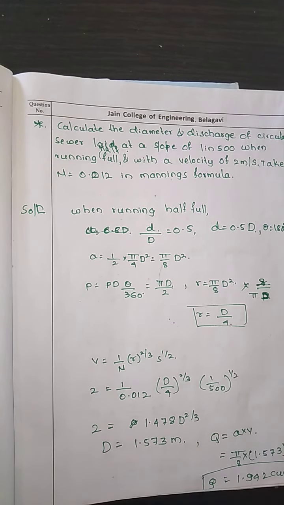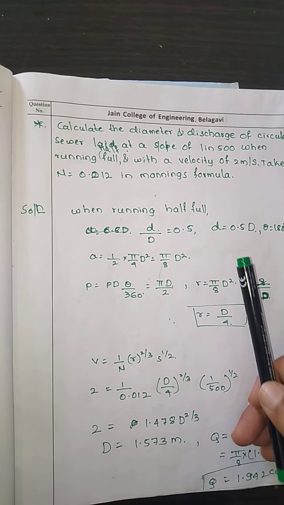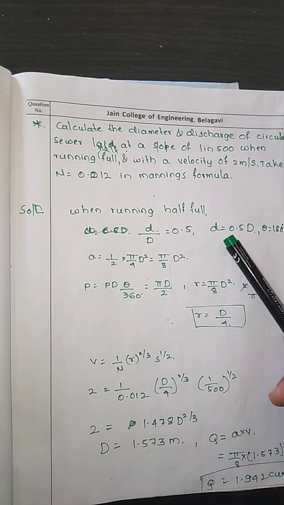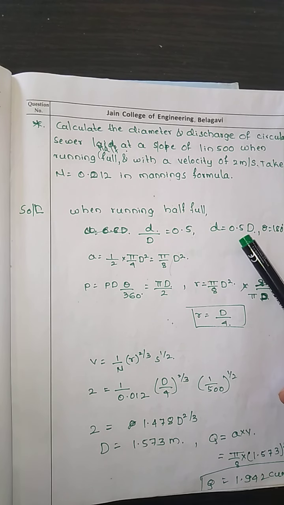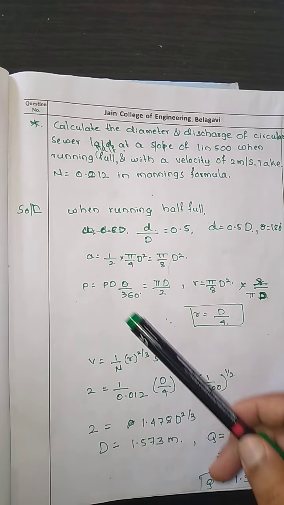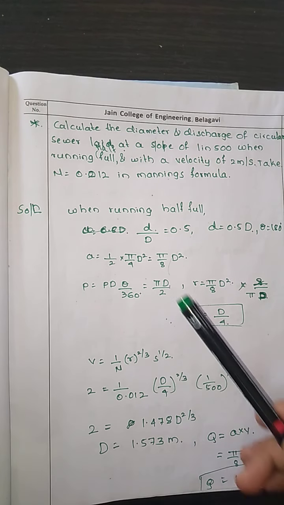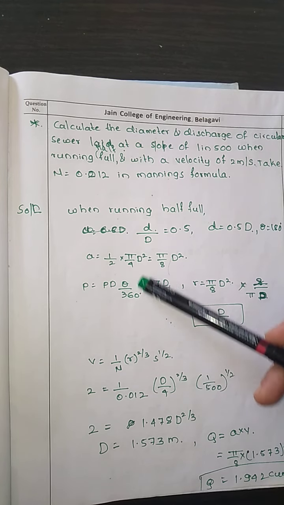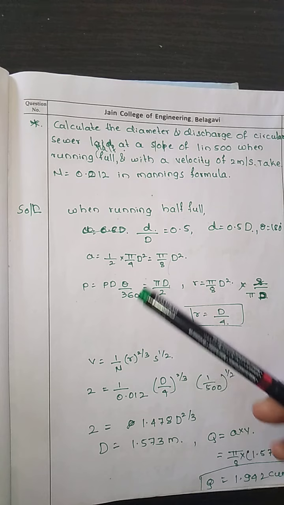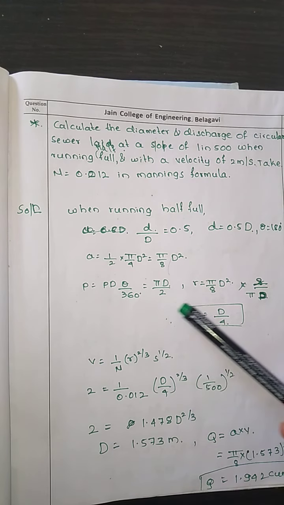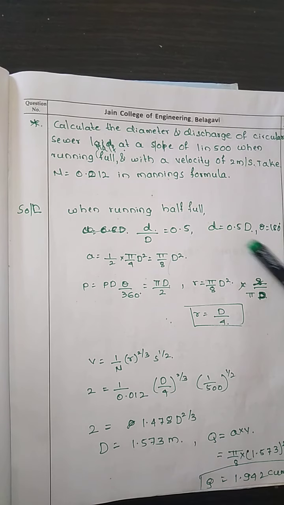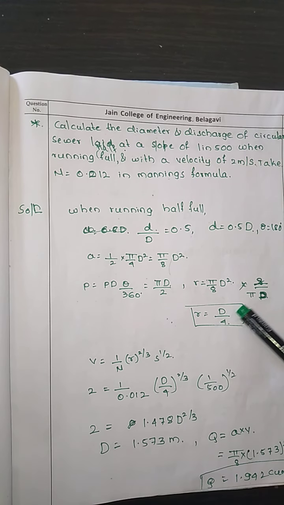Now when the sewer is going to run half full, what is the relation between small d to the capital D? It is 0.5. So small d will become equal to 0.5 times the larger D, and theta is equal to 180 degrees. Now area, as it is going to flow under half full condition, half the times pi by 4 into D square. So A will become pi by 8 into D square. Then P will become pi D by 2. Then R, all these things I have already shown to you, R is equal to D by 4.